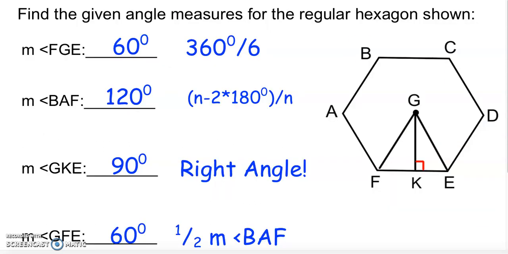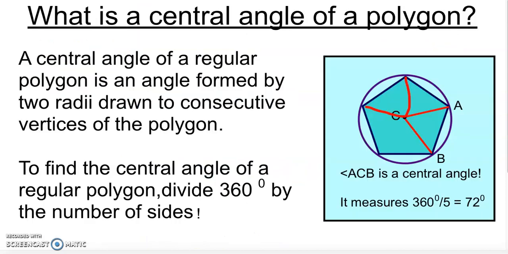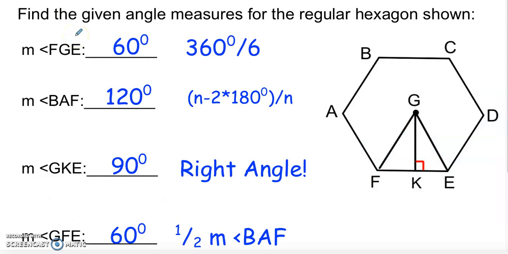So let's try to figure out some angle measures here. We're going to pretend you can't see the stuff that's on the screen. If I want to figure out the measure of angle FGE, that's a central angle. So I'm just going to take 360 degrees and divide that by the number of sides. In this case, there's 6 sides going around. So the measure of angle FGE is 60 degrees.